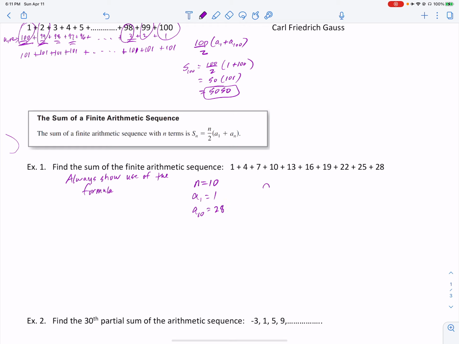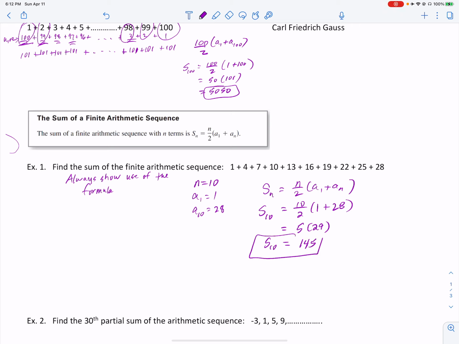So this formula, S sub n equals n over 2 times a sub 1 plus a sub n. We want the sum of the first 10 terms, meaning n is 10, where the first term is 1 and the last is 28. And so you get 5 times 29, and S sub 10 is 145. So show it like this: identify the key values that you need to plug in, and use the formula.